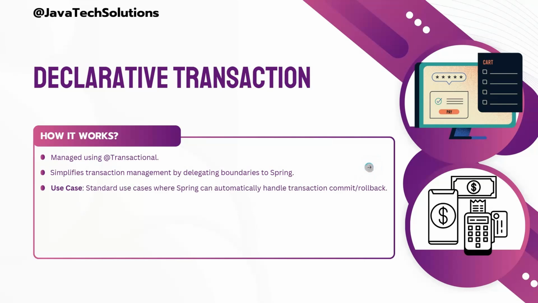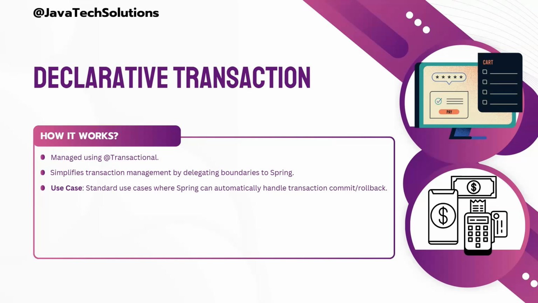So the use case of this one, when basically we are going to use it. It's basically standard use cases where Spring can automatically handle transaction commit or rollback. This is annotation based, we just need to annotate our service or method with the @Transactional annotation, and Spring automatically manages the transaction lifecycle. Transaction lifecycle means begin, commit, or rollback. Basically, Spring uses AOP proxies to wrap the annotated methods and apply the transactional behavior when the method is executed. What is the advantage of it?